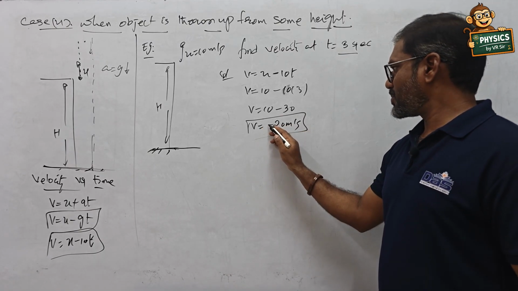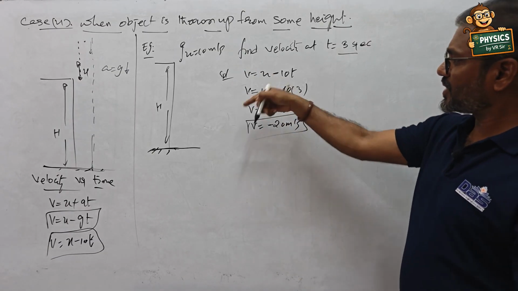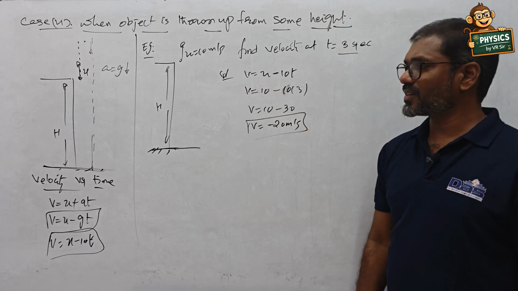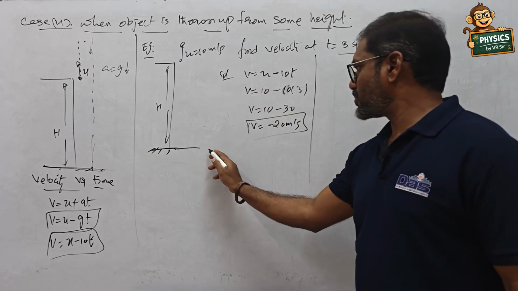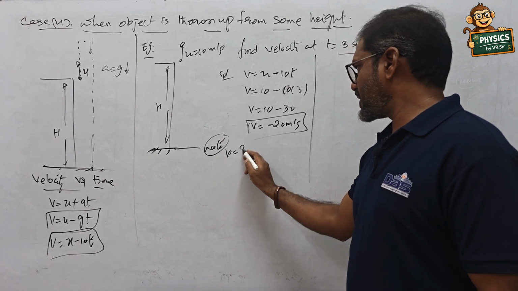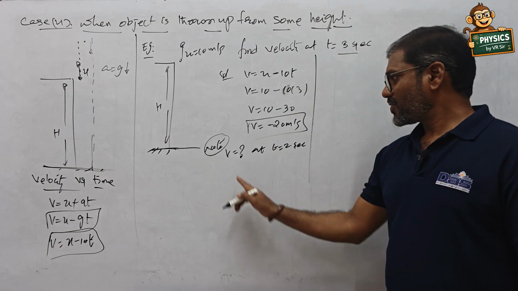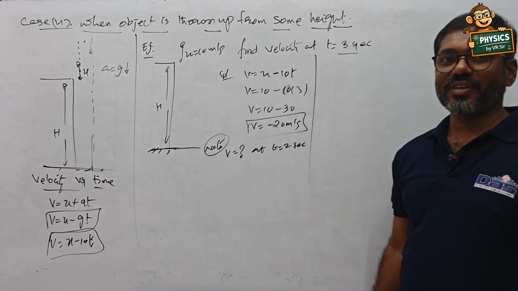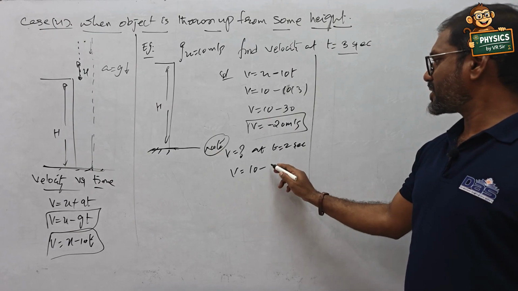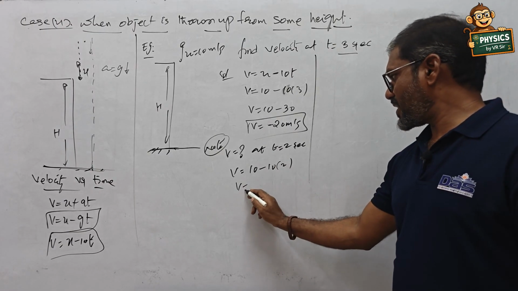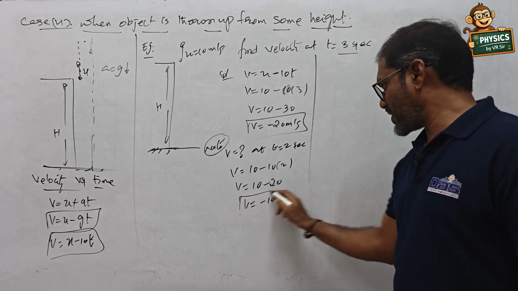What does it mean? A negative sign means it is falling down, so the velocity direction is downward at this particular instant. Now there is a need to spend some time here. What is the velocity at t equal to 2 seconds in this case? Substitute: v is equal to 10 minus 10 into 2, so v is equal to 10 minus 20. So v is equal to minus 10 meters per second.